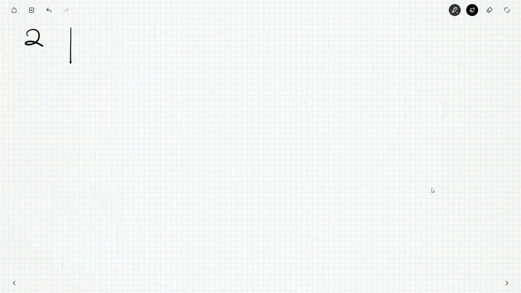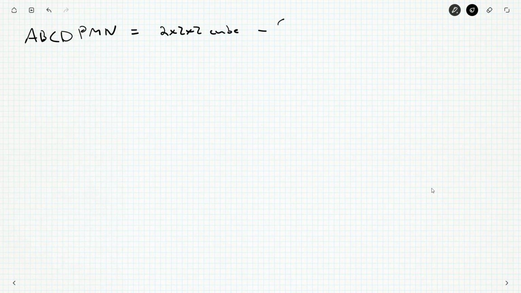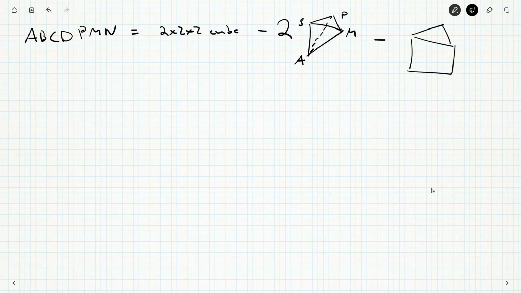So we need to compute. Let's lay out our attack plan. A, B, C, D, P, M, N is our 2 by 2 by 2 cube, minus 2, by symmetry, congruent tetrahedra. Minus 2 copies of, we'll do the S, A, P, M tetrahedron, minus our square-based pyramid here.